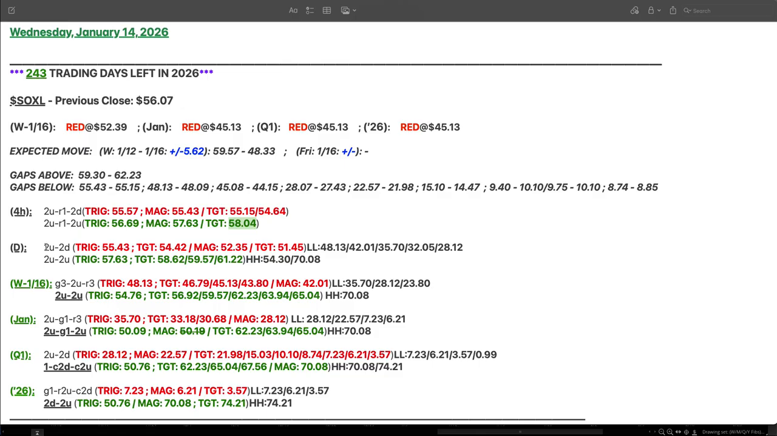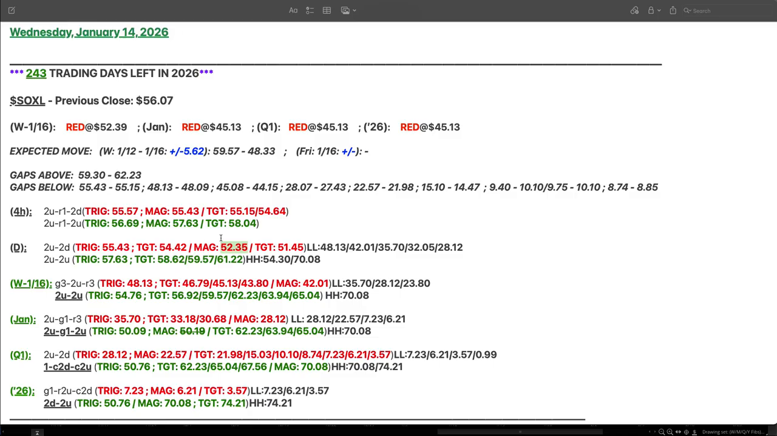Now, on the day chart, if we go to the downside, that obviously triggers the 4-hour and reaches its magnitude of 55.43. If we reach 55.43, that triggers the 2 up, 2 down on the day with a magnitude of 52.35. Again, we talked about we are in an uptrend, so we do see a possible bounce point at 54.42, but the magnitude is ultimately 52.35.